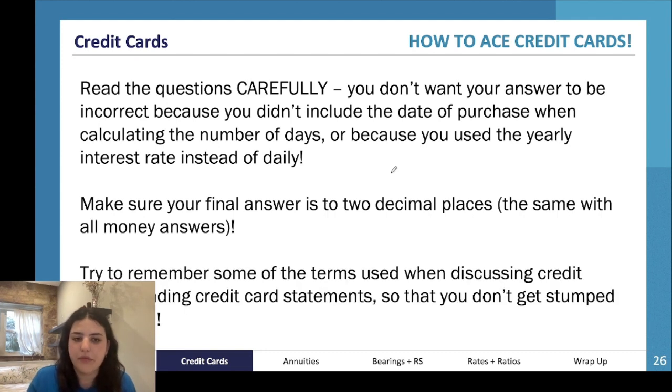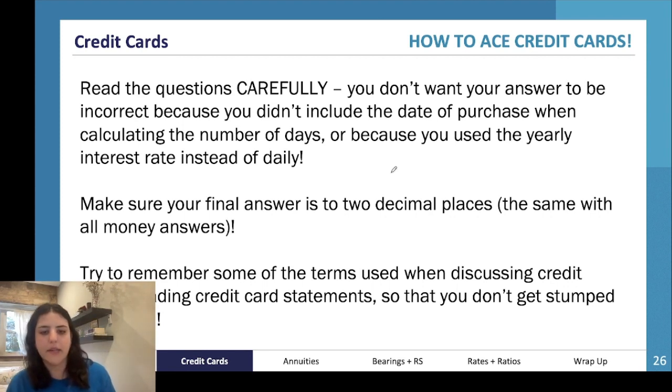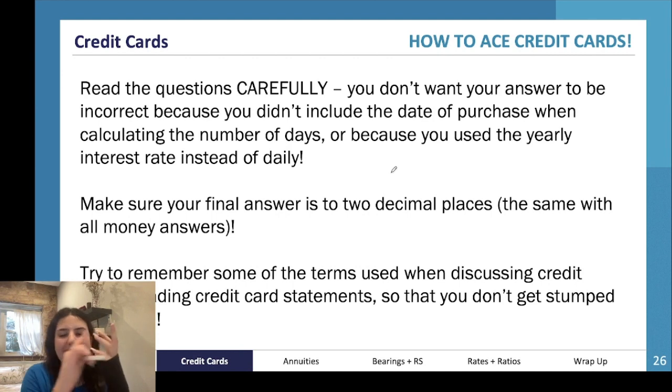Don't go under. Also try to remember some of the terms when you're discussing cards, reading credit card statement, payment period, payment date, interest-free period, refund or payment, or whatever it is that you think I might need to know that term. Just have a skim over, remind yourself of the words that come up frequently so that you don't get stumped by something like interest-free period. Alrighty, that is finishing up with credit cards.